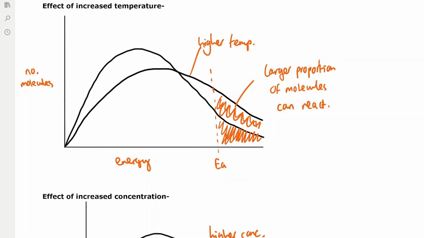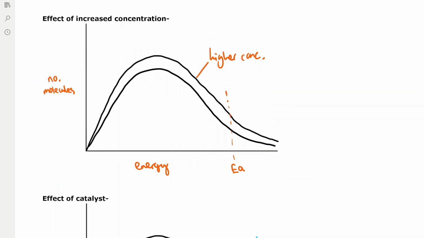So this means that a larger proportion of the molecules have an energy higher than the activation energy, so they can react upon collision in the correct orientation. So you can see that this line for the higher temp is lower at the start and higher at the end, because a larger proportion of the molecules have more energy. For an increased concentration, we have the same gradient, but we simply have a higher line, which means that more molecules have higher than the activation energy, so can react upon collision in the correct orientation.